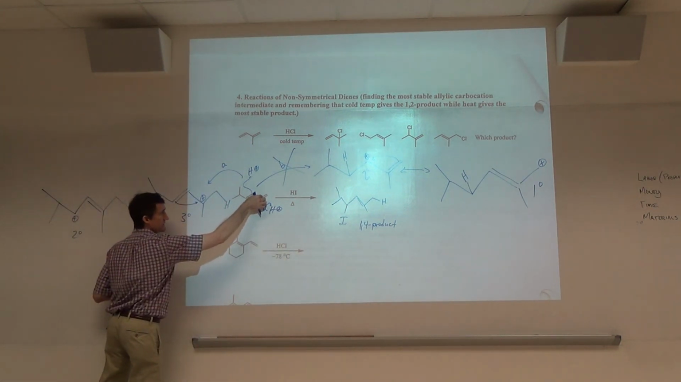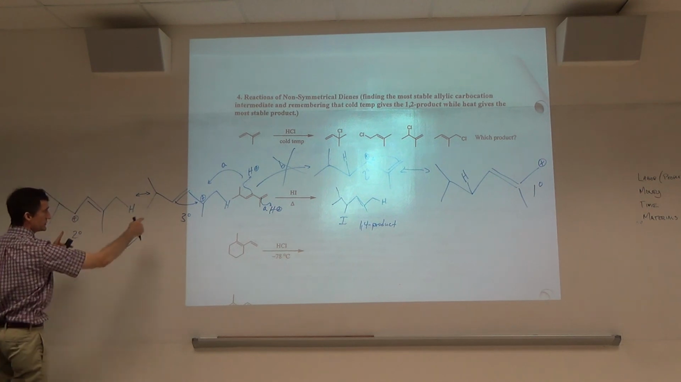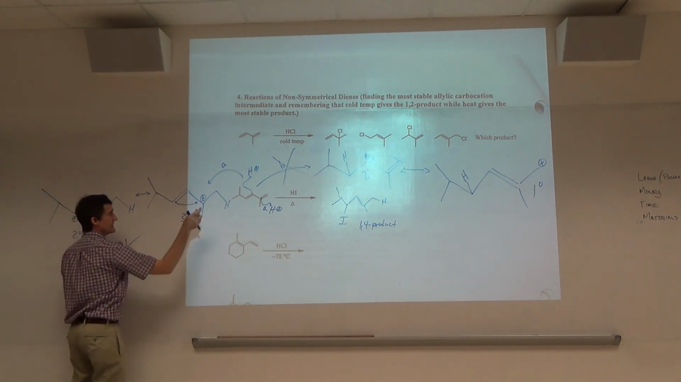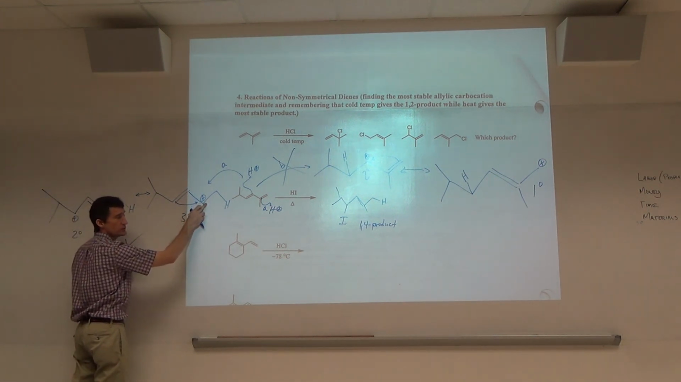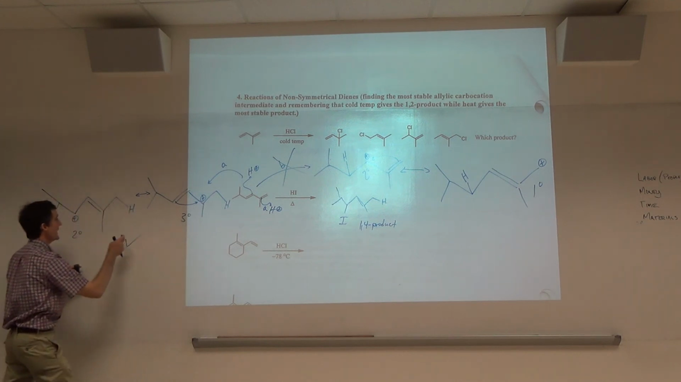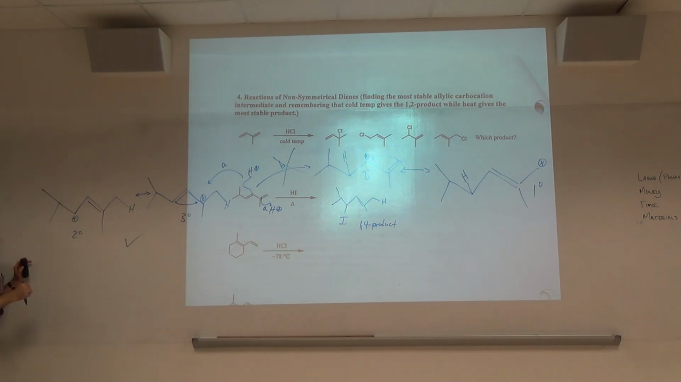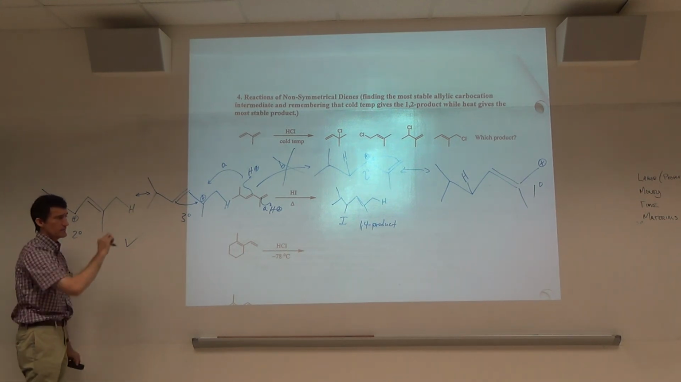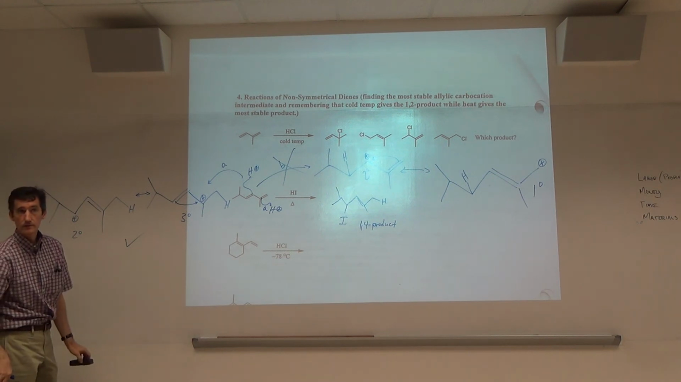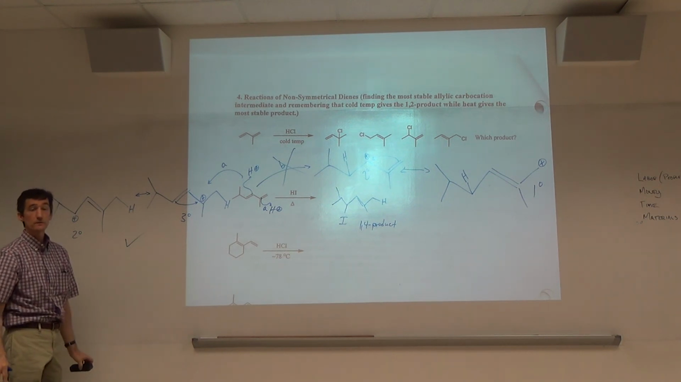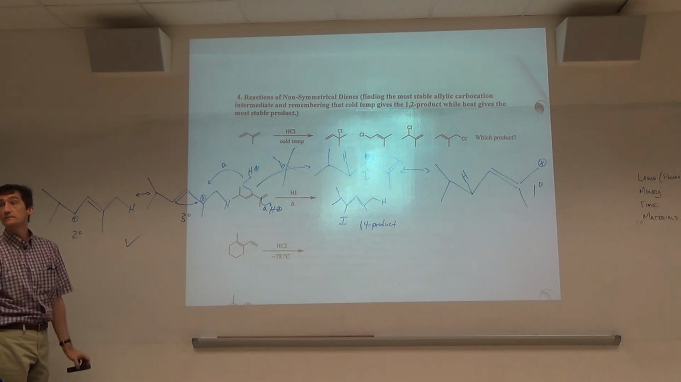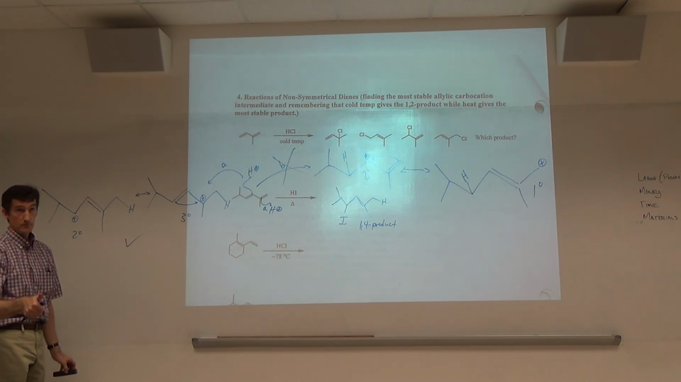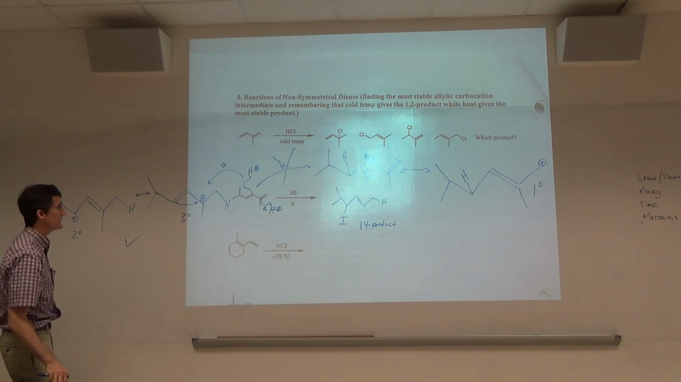That alkene is going to react initially. Now, this is your choice. If the iodine adds here, that's your 1,2 product. If it adds here, that's your 1,4 product. Which product are we going to get with heat? 1,4. Not always. Which product do you get with heat? You get the most stable. Which one's the most stable in this case?